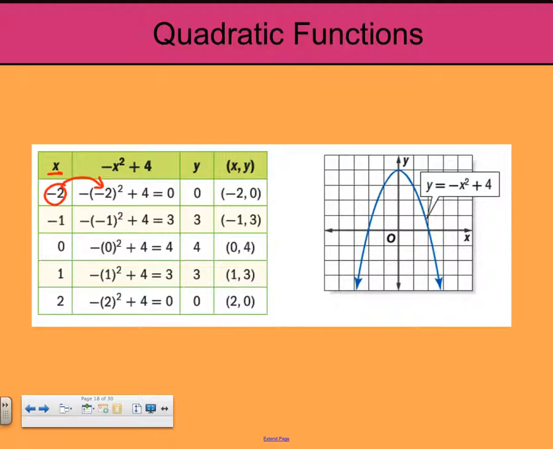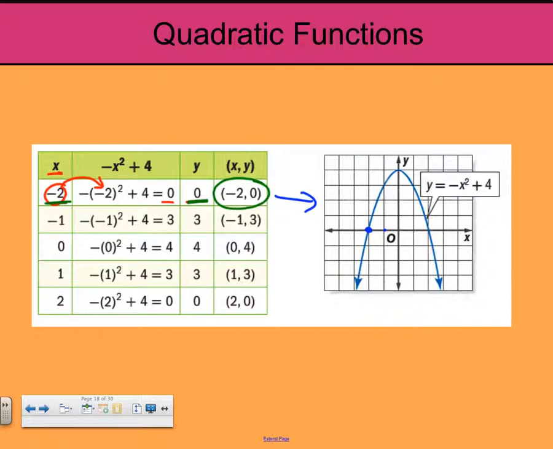And then what did they do? Well, they solved it. They did negative 2 squared, which is 4, and then a negative 4 plus 4 is 0. So they solved it and got 0. All right? They realized that that was their y value. Then they took the x value and the y value together and came up with their coordinate pair. Once they had their coordinate pair, they plotted it over here. So I have the point negative 2, 0 right here.